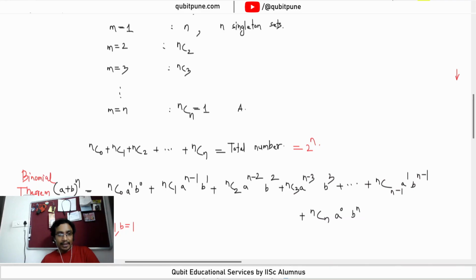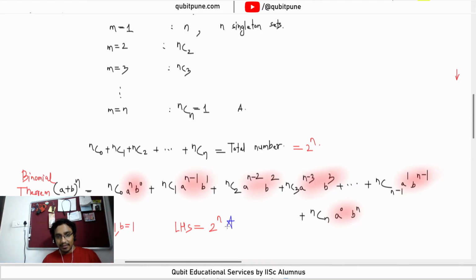And by doing that, all these terms, all of them, become equal to 1. But what happens to the LHS? The LHS becomes 2 raised to n, and therefore the RHS is 2 raised to n. So in the binomial theorem, if we put a and b as 1, we get 2 raised to n. That is the sum of the binomial coefficients.